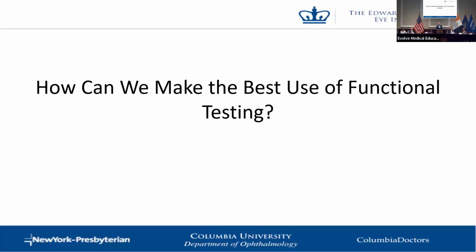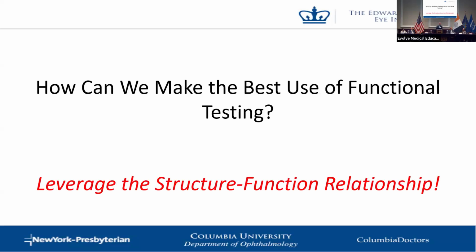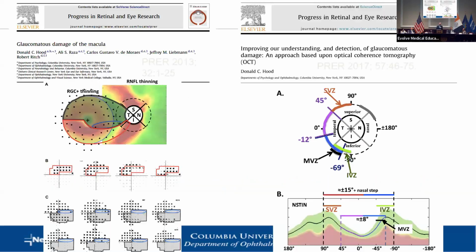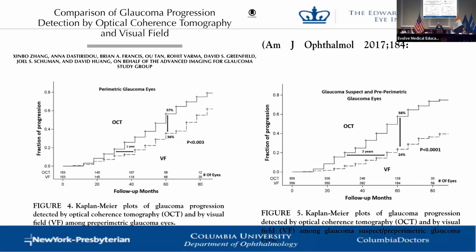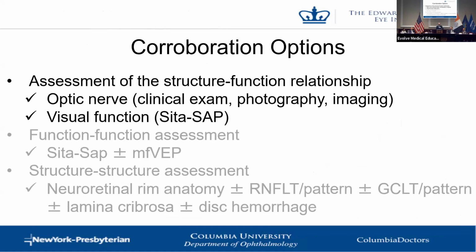So how can we make the best use of functional testing in the real world? Well, we've got to leverage that structure function relationship. Again, for the residents who might be watching, these two articles out of the Hood Laboratory describe the precise nature of that relationship, both in the macula and the periphery, looking at ganglion cell layer and retinal nerve fiber layer. There's a lot of information that exists about the relationship between structure and function and how they change over time.